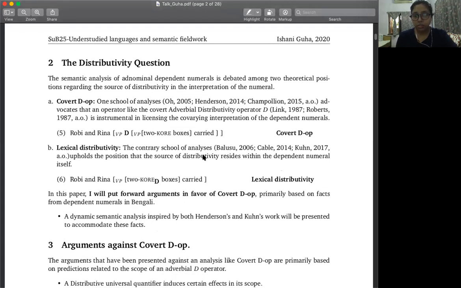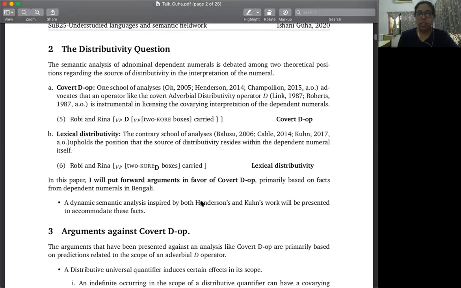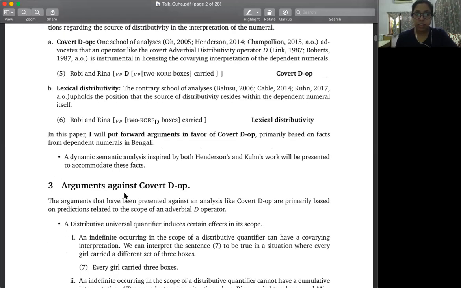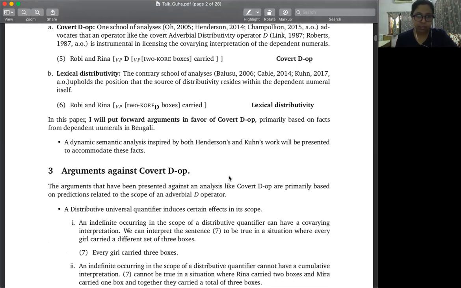The contrary school of analysis, which I've named lexical distributivity, upholds the position that the source of distributivity resides within the dependent numeral itself. 2 will be analyzed as 6, Robi and Rina duto kore boxes carried, and D is on the dependent numeral. I'll argue in favor of the covert D-op analysis and present a dynamic semantic analysis at the end.